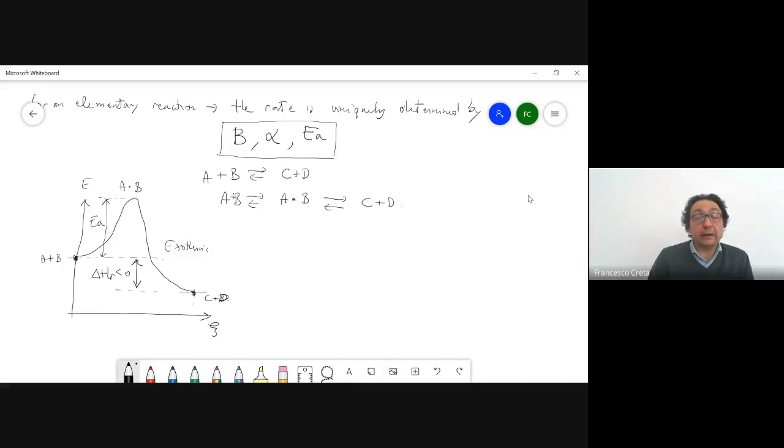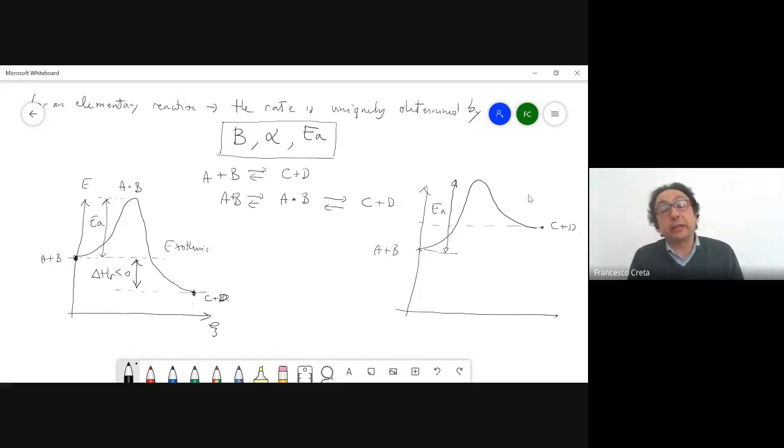Okay? But you can also have an endothermic process where you start from A plus B, but now your final products will be higher. So you still have an activation energy, which you need in order to bring together A and B in a collision which is energetic enough, but then the net effect here will be a positive heat of reaction, which means that the reaction is endothermic.